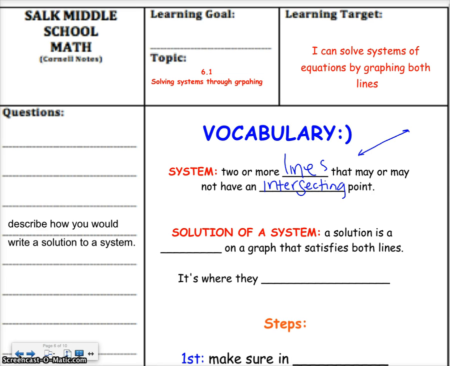So here would be a system that does not intersect because these lines are parallel. Here would be a system that does intersect. They have one intersecting point. You either intersect at one point, never intersect, or you can have an infinite amount of intersecting points. They can be the same line.